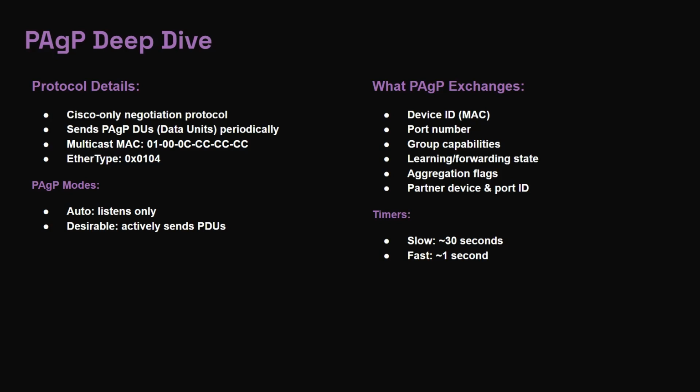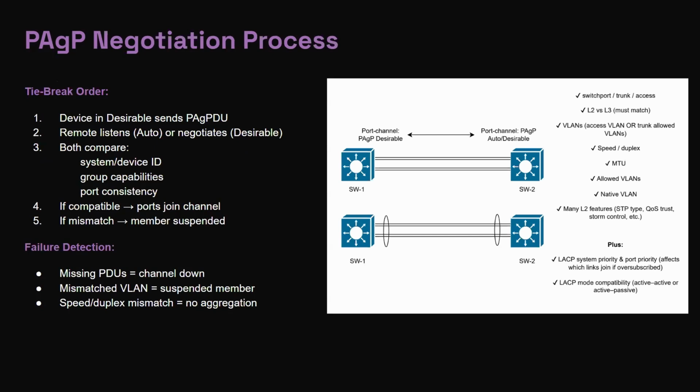If both sides are desirable, they're both sending these data units and it will negotiate to a PAGP port channel. It exchanges device IDs with MAC addresses, the port number of the interfaces that are going to be aggregated, the group capabilities, which is the channel group that you define, the learning and forwarding states, aggregation flags, partner device, and port ID. The timers are fast and slow, which is 1 second to 30 seconds.